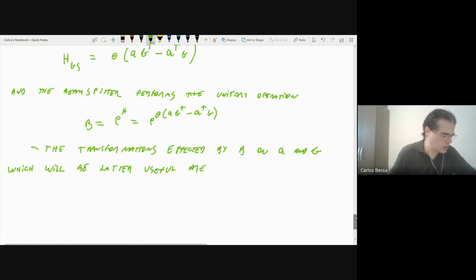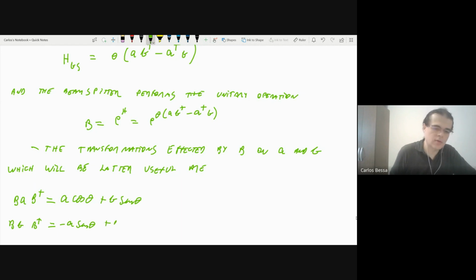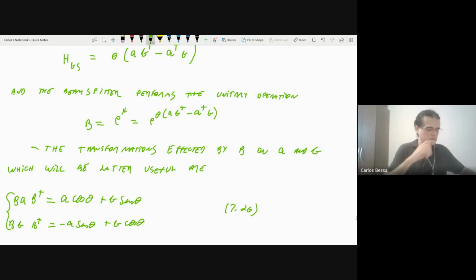So the relations are: B A B dagger. We find that this is A cosine theta plus B sine theta, and B B B dagger is minus A sine theta plus B cosine theta. That's what we found, and this will be useful.